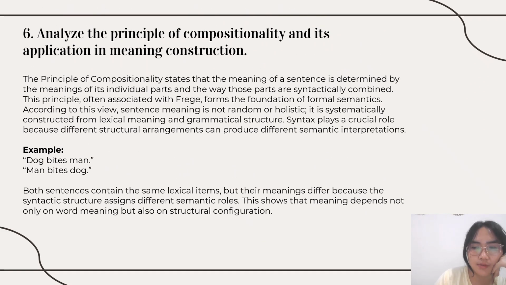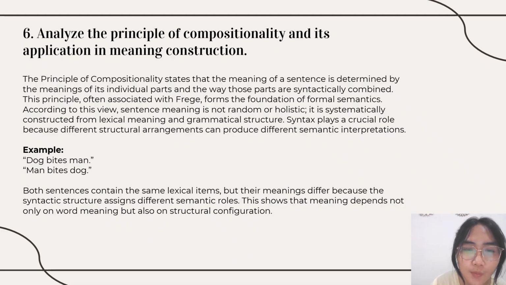Next is number 7: analyze the principle of compositionality and its application in meaning construction. The principle of compositionality states that the meaning of a sentence is determined by the meanings of its individual parts and the way those parts are syntactically combined. This principle, often associated with Frege, forms the foundation of formal semantics.